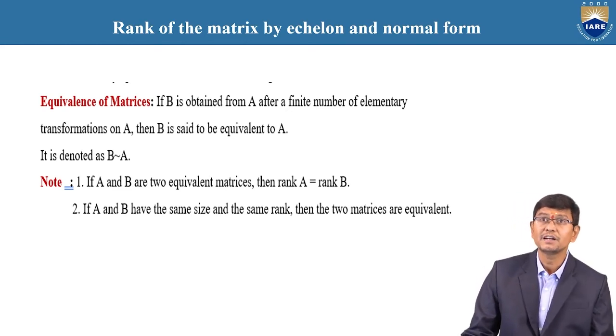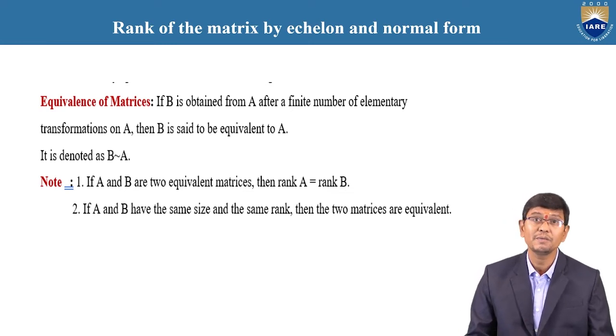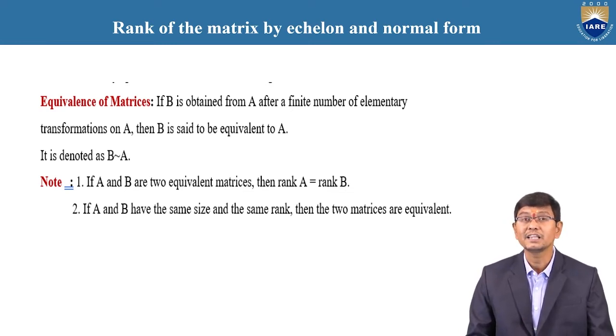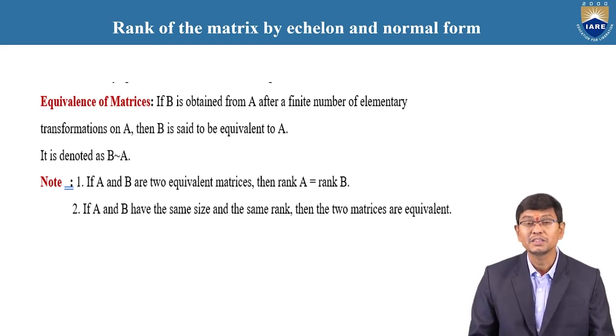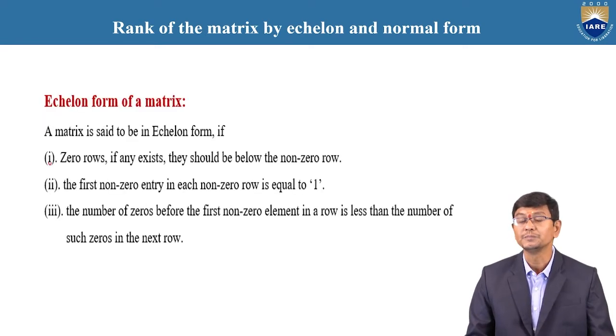Here, if B is obtained from A after applying a number of elementary transformations, using either elementary row operations or elementary column operations, then B is said to be equivalent to the given matrix A.